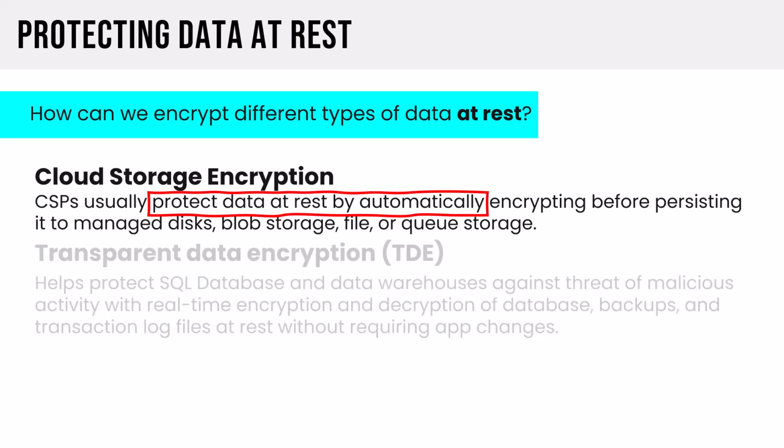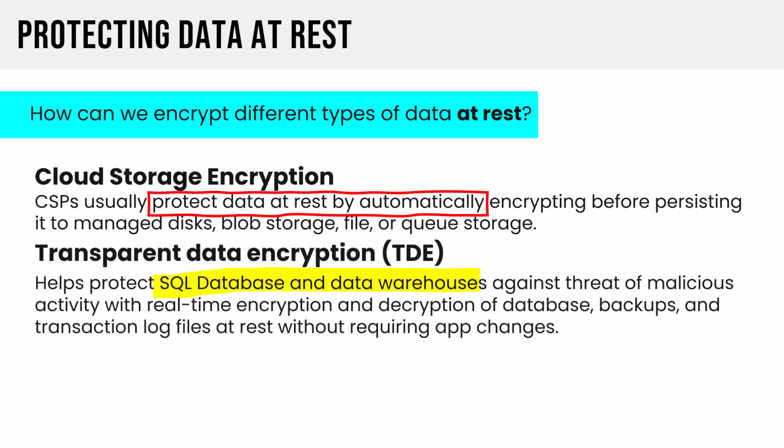Then we have transparent data encryption, which helps protect SQL databases and data warehouses against the threat of malicious activity, with real-time encryption and decryption of database backups and transaction log files at rest without requiring app changes. And notice I mentioned it's real-time encryption and with nearly zero performance impact. And you'll find this is available for multiple flavors of relational database management systems out there, from Microsoft SQL to MySQL to PostgreSQL. Most have some form of transparent encryption.